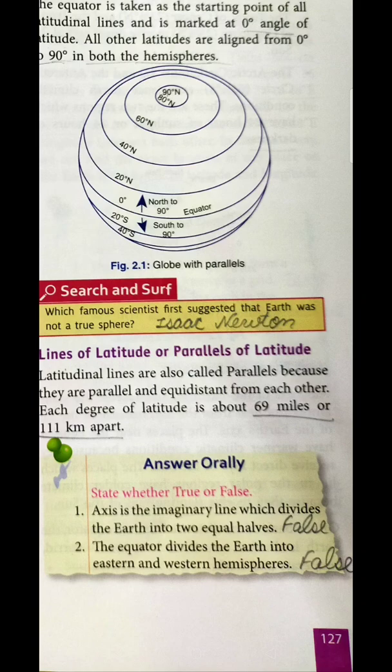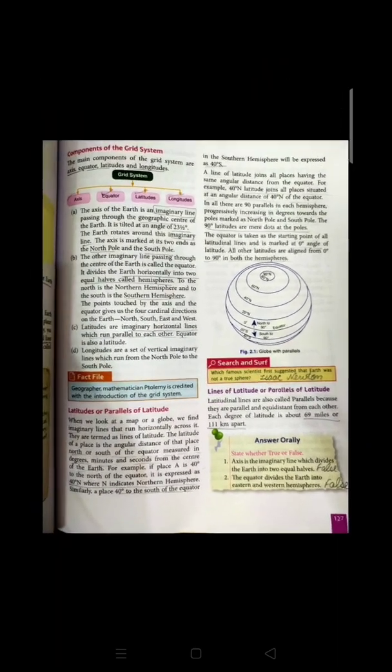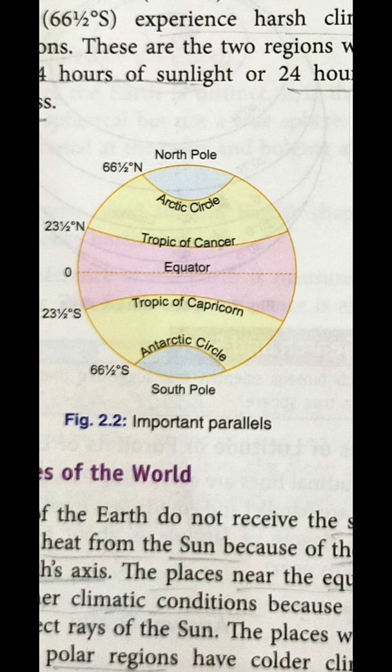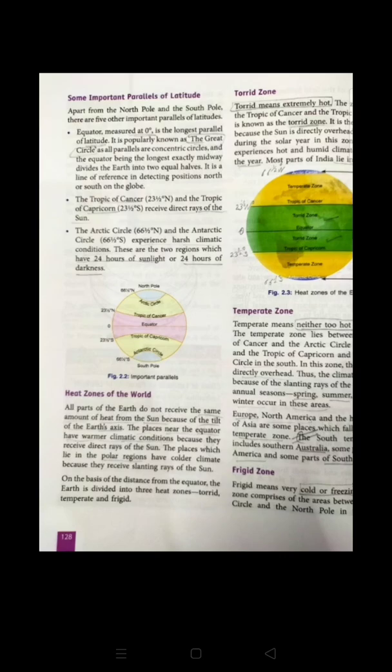The equator divides the earth into eastern and western hemispheres. Definitely no. We came to know that the equator is the one which divides the earth into two equal parts, that is, the northern hemisphere and the southern hemisphere. So the second statement is also considered false.